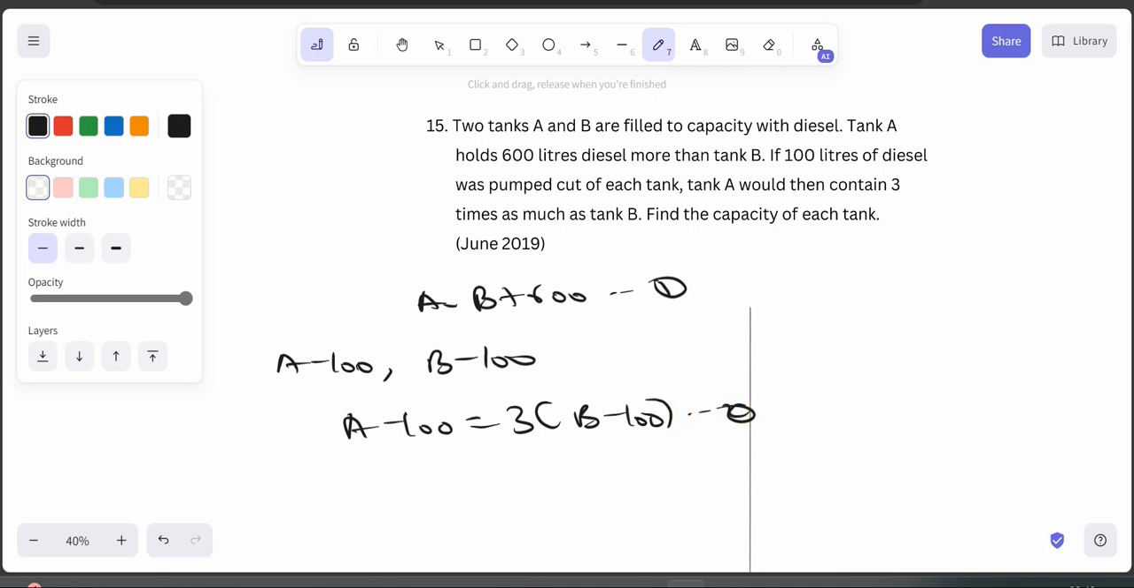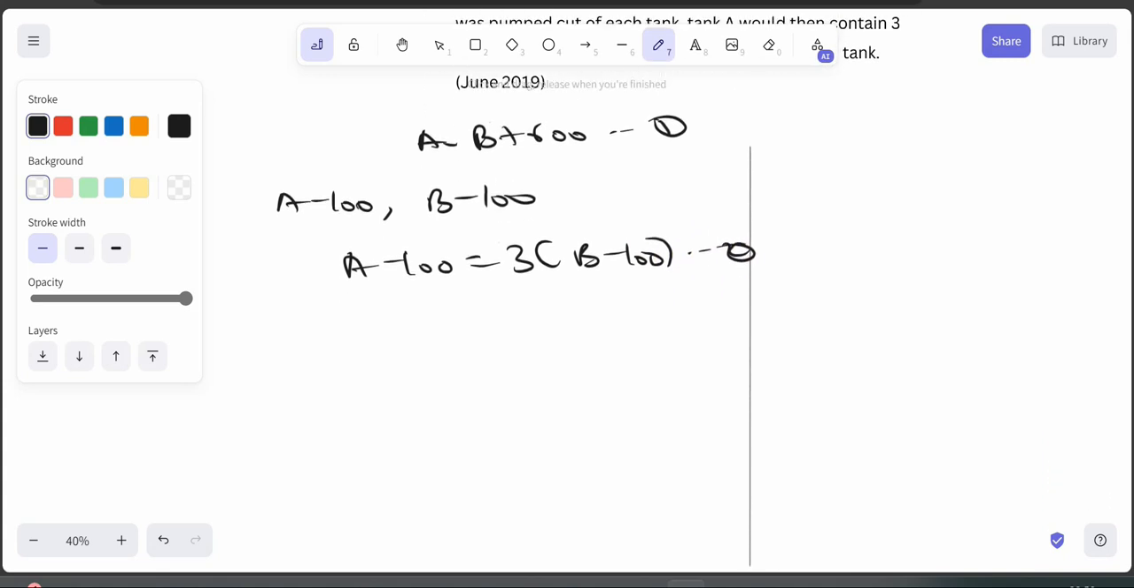We're now told to find the capacity of each tank. That is, find A and B. Great. So let me reorder my equation 2. So that would be A minus 100 will be equal to 3B minus 300.